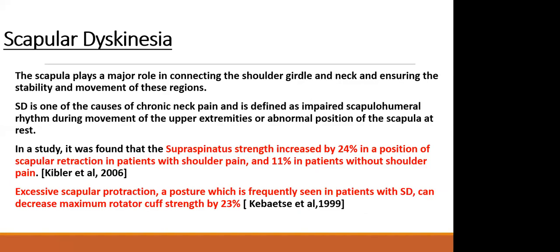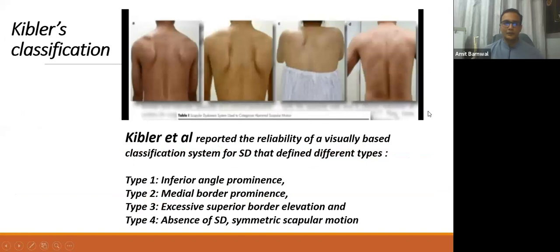Okay, thank you, Dr. Amit. So there is a classification by Kibler. It has been divided into 4 types. Type 1 is inferior angle prominence. Type 2 is medial border prominence. Type 3 is excessive superior border elevation. And type 4 is absence of scapular dyskinesia, where we have symmetrical scapular motion.